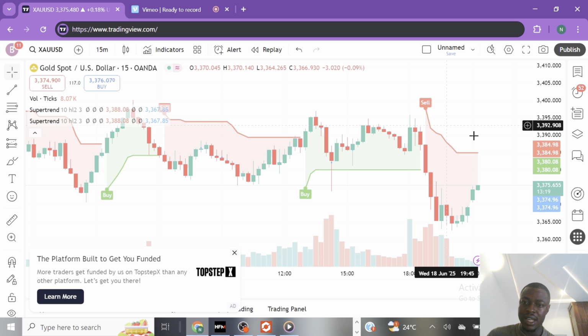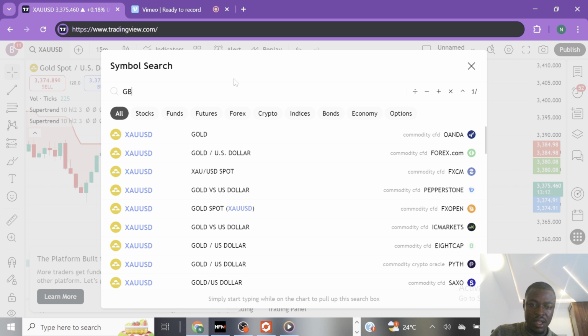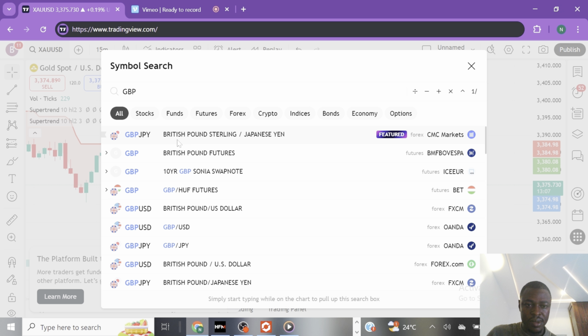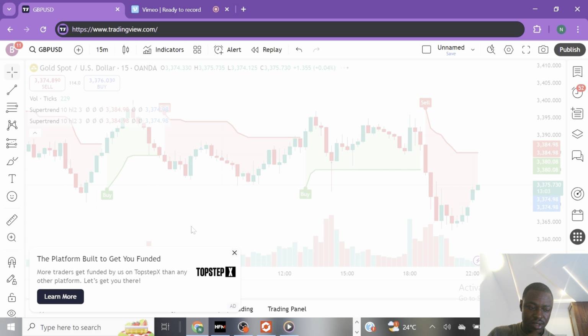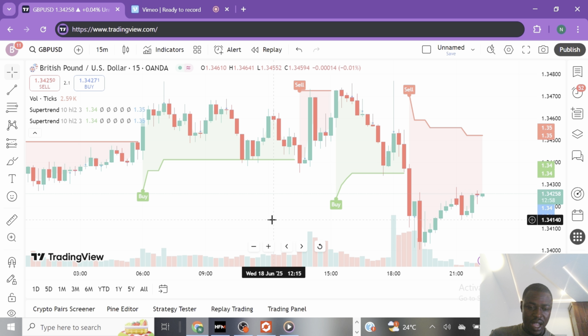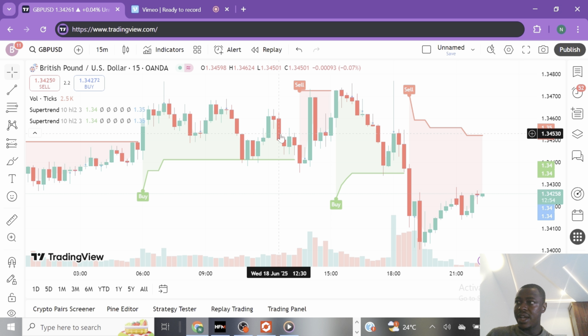Okay, still on a downtrend. So now let's analyze GBP. This is my favorite pair. GBP, that's British pound / USD. Okay, everything is smooth. So as you can see, the market sold from here, and bought here. The market is still selling.